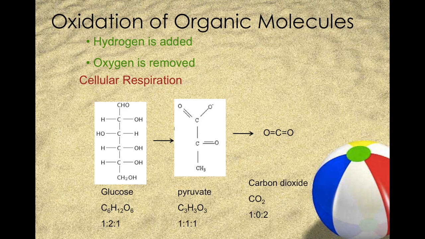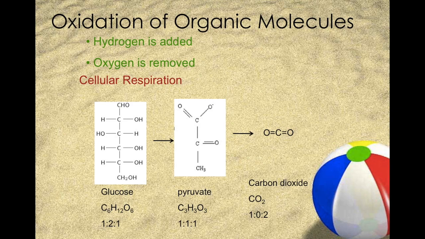So glucose is the most common fuel in the cell. Like the cell can use fats and other things, but glucose is kind of the primary fuel. And in glycolysis, glucose is broken down into pyruvate, which is then further broken down into carbon dioxide. So if you look at this process, this is an oxidation process.